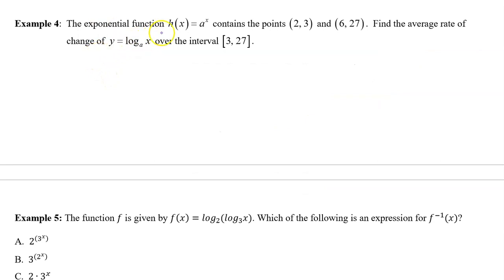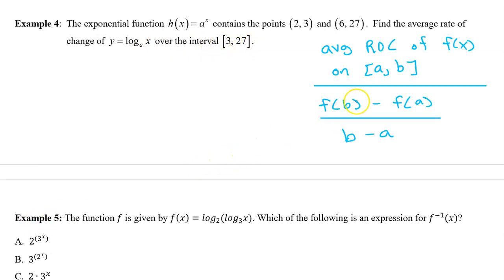Example 4. The exponential function h of x equals a to the x power contains the points (2, 3) and (6, 27). Find the average rate of change of y equals log base a of x over the interval from 3 to 27. Recall that the average rate of change of f of x on the closed interval from a to b is given by f of b minus f of a divided by b minus a. So the average rate of change of y will be y at 27 minus y at 3 divided by 27 minus 3.